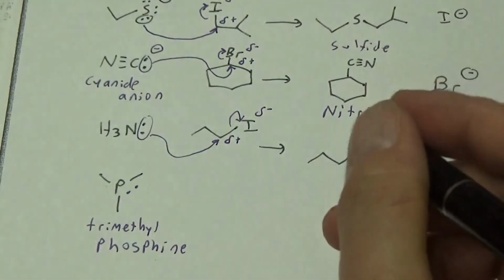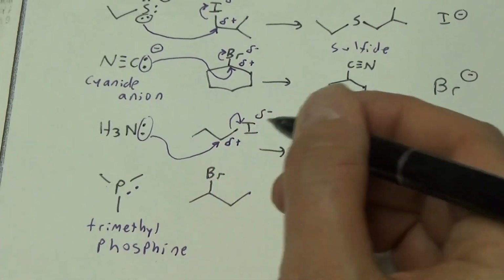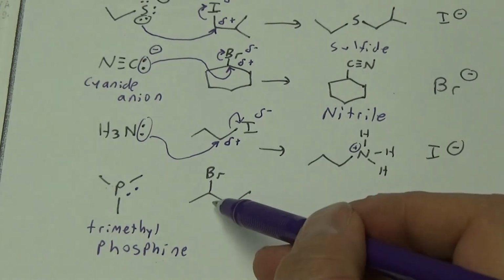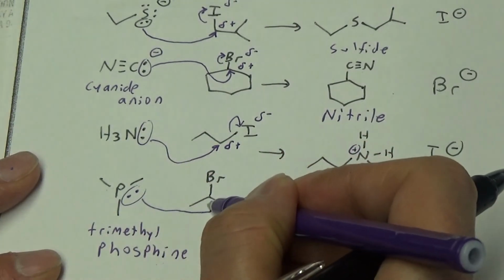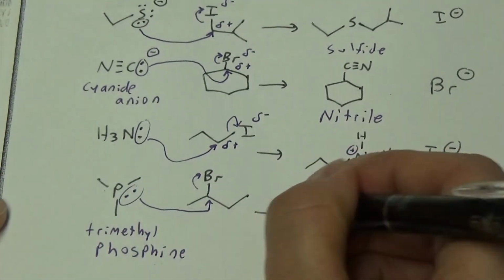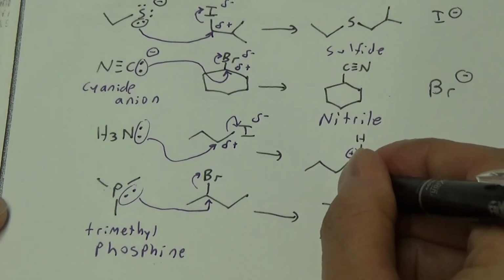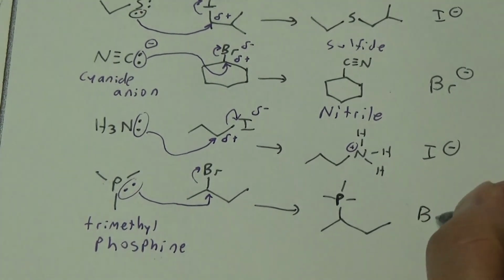And let's do 2-bromopropane, butane, 2-bromobutane. I'm not going to show the delta minus, delta plus. You can fit it in, but yeah, totally. Attacks. What do we got now? Phosphorus, methyl, methyl, methyl. Br minus.